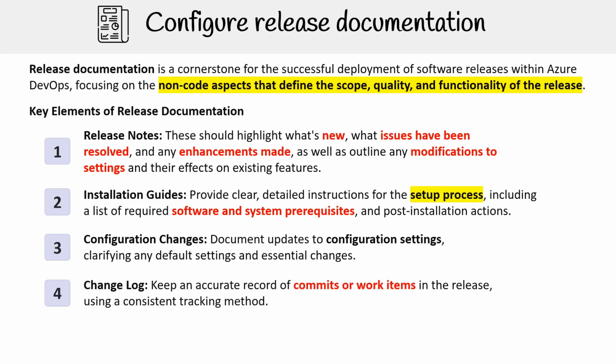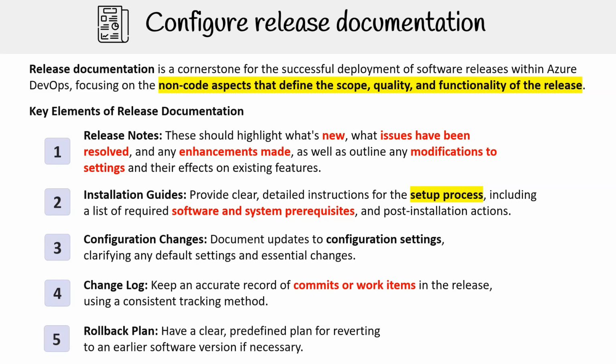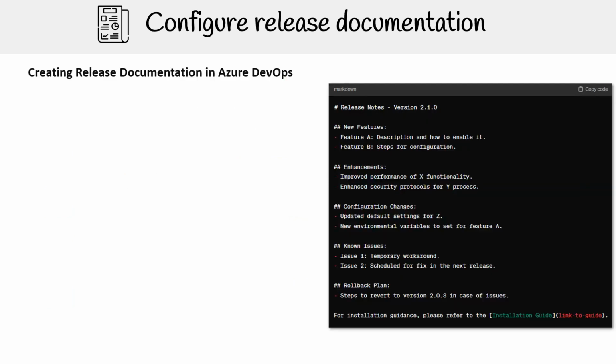Changelog: keep an accurate record of commits or work items in the release using a consistent tracking method. Rollback plan: have a clear, predefined plan for reverting to an earlier software version if necessary. Creating release documentation in Azure DevOps.